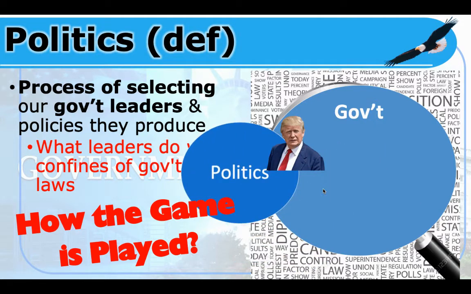So there's Trump, and you could see kind of he might be outside the box. It could be more of a Venn diagram because he's doing things that are not according to the rules. They're unconstitutional at some point. He appointed interim secretaries of cabinets that haven't even been confirmed by the Senate. So he's bypassing that law.